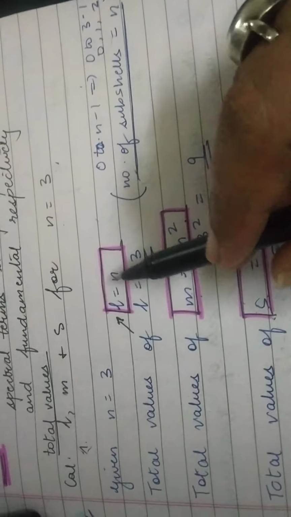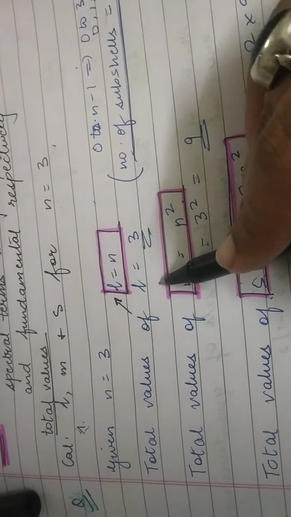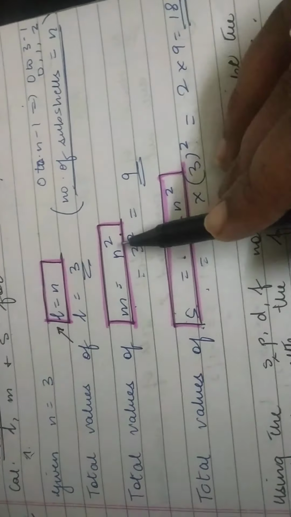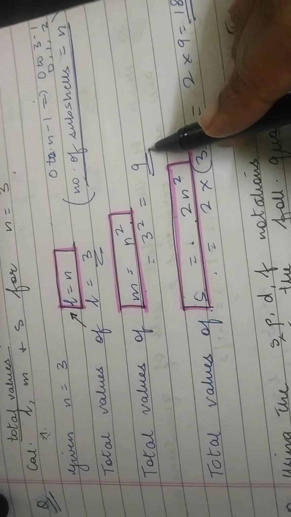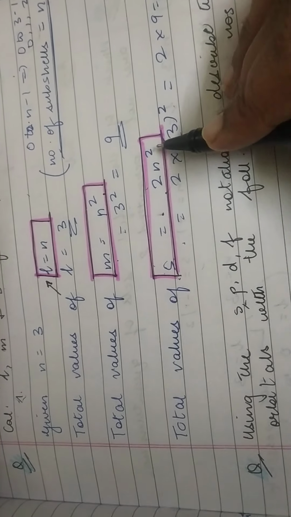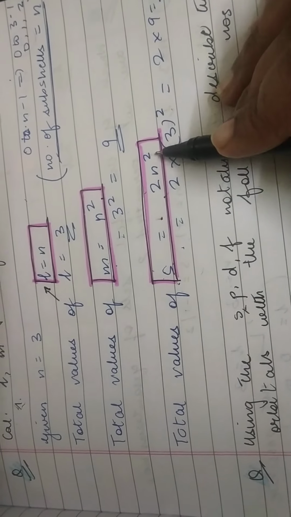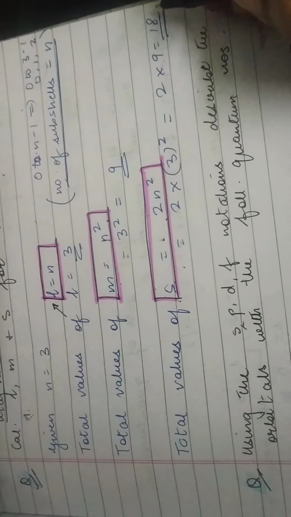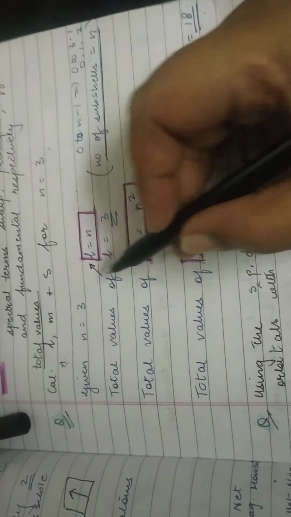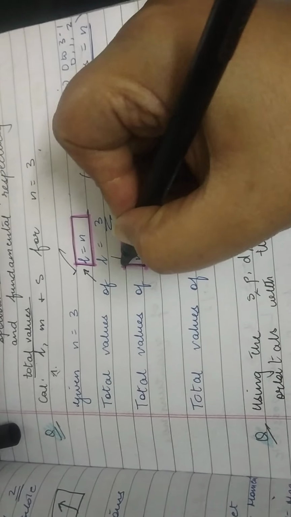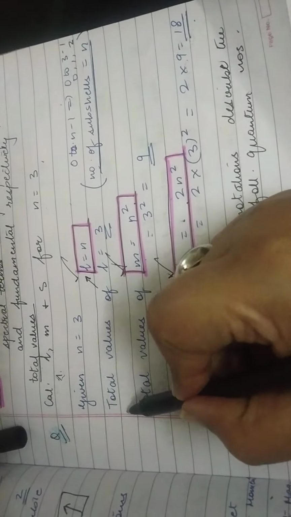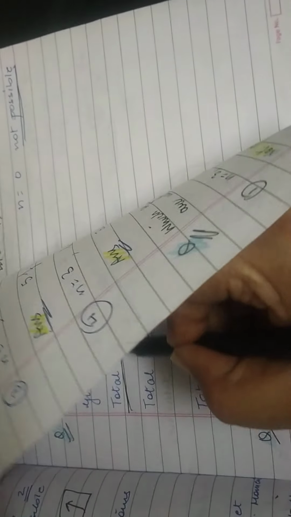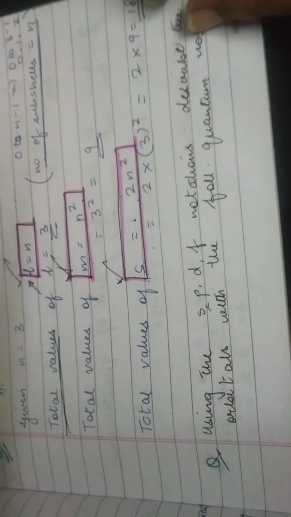Alright, so when n was 3, L would also be 3. If n is 3, then M is equal to n square, that is 3 square, it will be 9. And if n is equal to 3, then S would be 2 into 3 square, which is 2 into 9, 18. Alright, so please learn up these 3 formulae. All 3 are very, very important, and they will come in handy when you have to calculate the total value. Please pay attention, the total value.